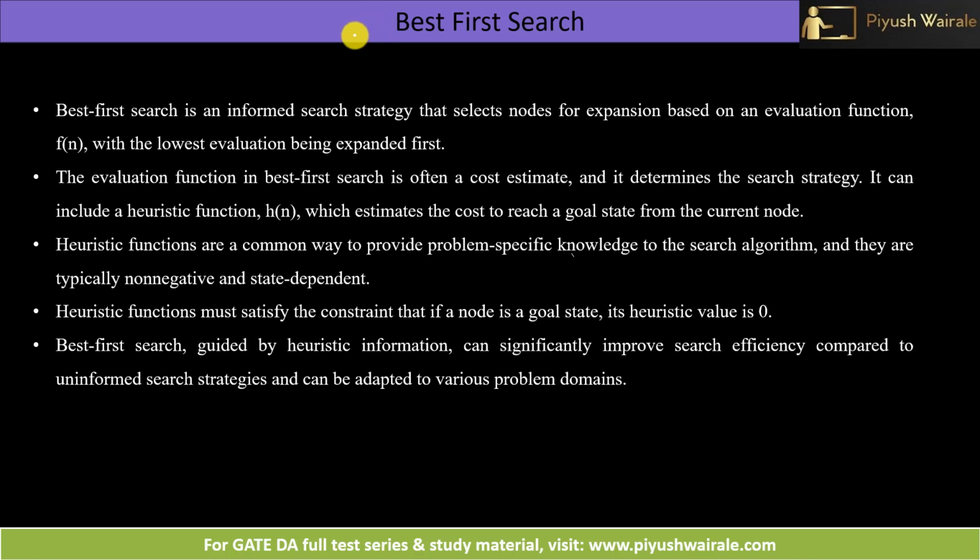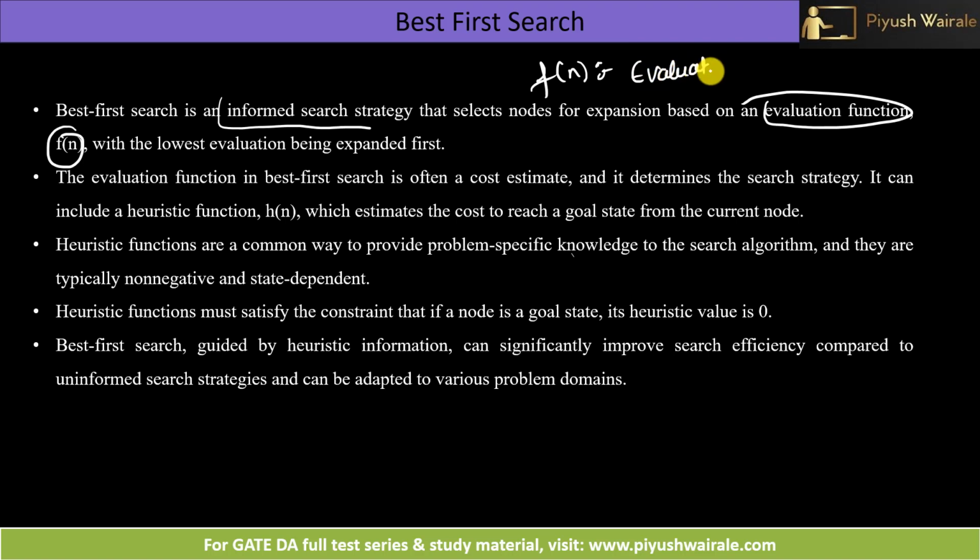Now, what is best first search? Best first search is an informed search strategy that selects nodes for expansion based on the evaluation function f of n, with the lowest evaluation being expanded first. Now, what is this f of n? This is basically an evaluation function. Based on this evaluation function value only, we expand the node with the lowest value, so the lowest value of this function will be explored first.